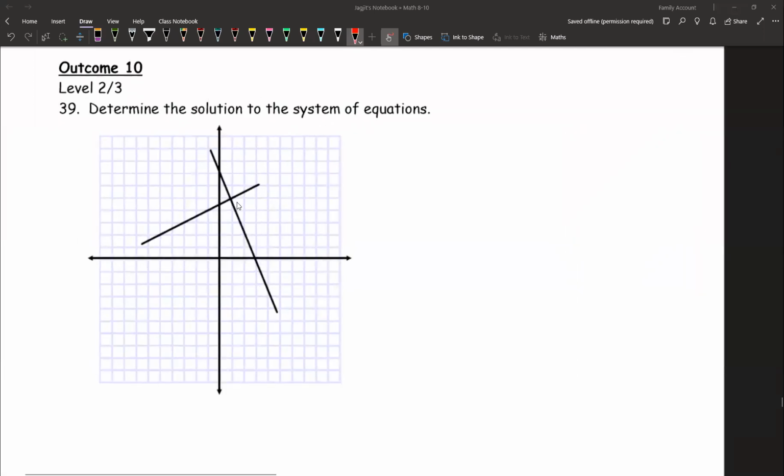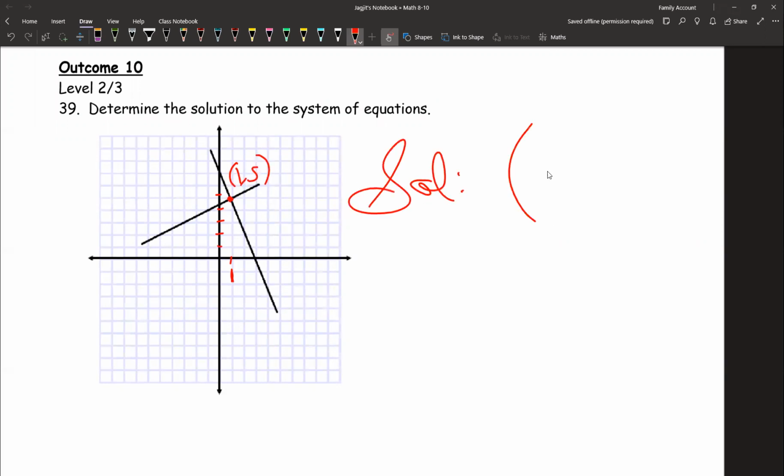Over here, they've given us 2 graphs which intersect at this point. They're saying, what's the solution? Well, wherever they intersect, that is the solution. So x value is 1. What's the y value? 1, 2, 3, 4, 5. So that is 1, 5. Your solution is 1, 5. Simple.